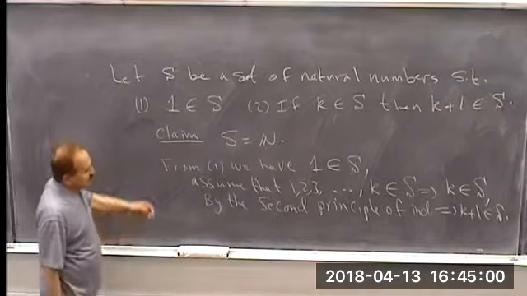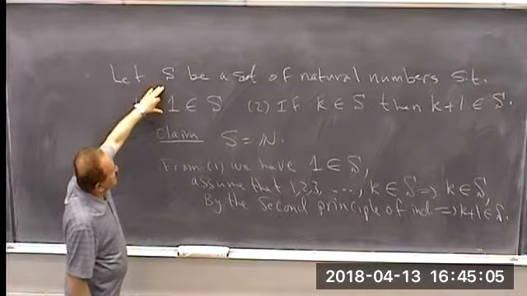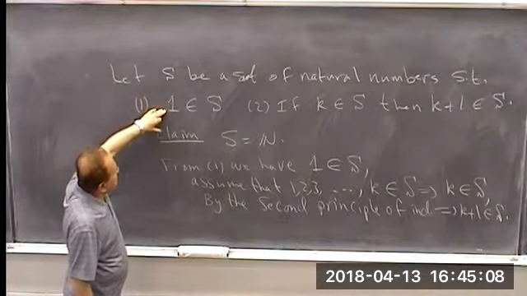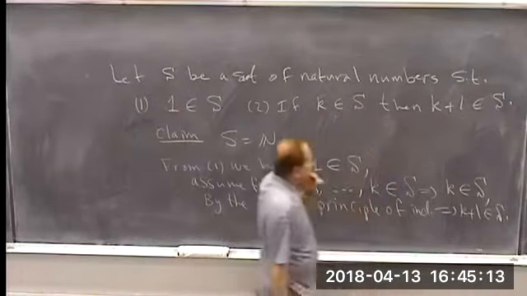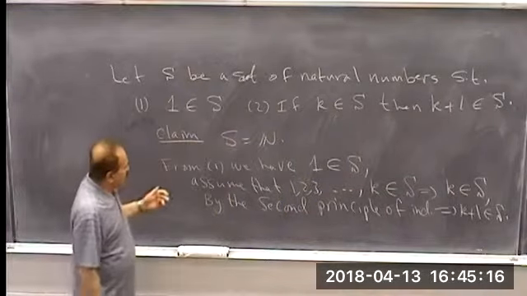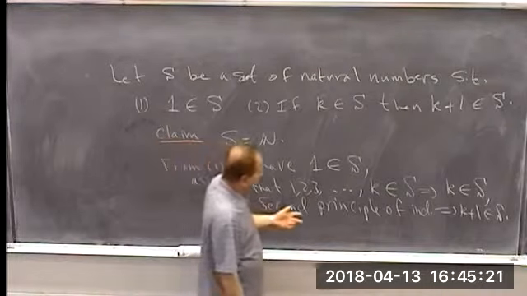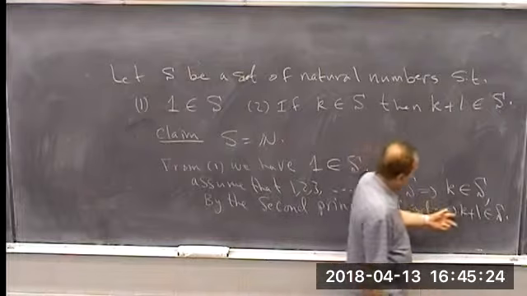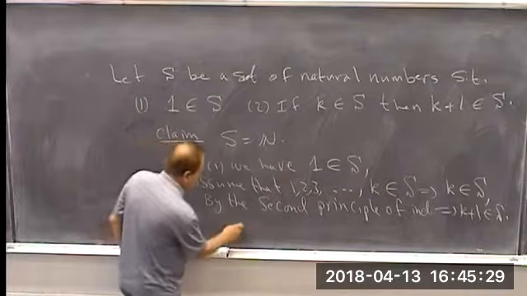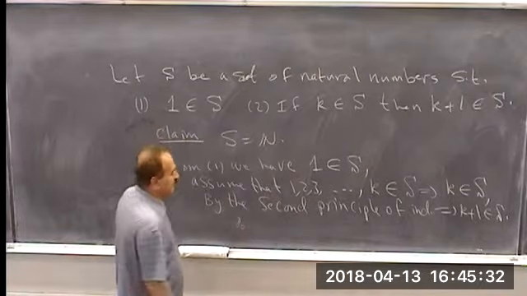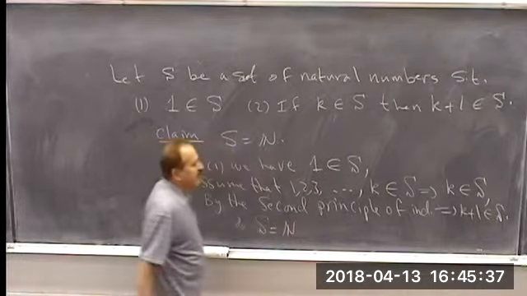Now, let's look back again. What we have is S is a set of natural numbers. 1 is in S, and if K is in S, then K plus 1 is in S. So in here we have the second principle. It says that 1 is in S, then by the second principle of induction, K plus 1 is in S. So therefore, we have S is going to be equal to N.